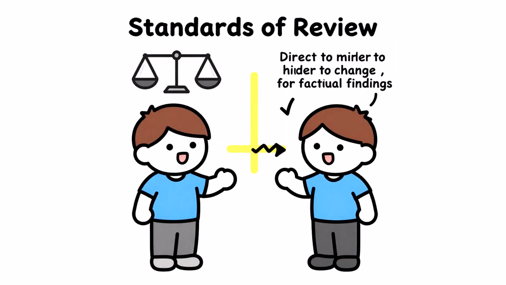Let us talk about standards of review for 1 second, because this trips people up constantly. Legal questions get reviewed fresh, called de novo, while factual findings usually only get overturned if they are clearly wrong, so you tailor your argument to match which lane you are in.